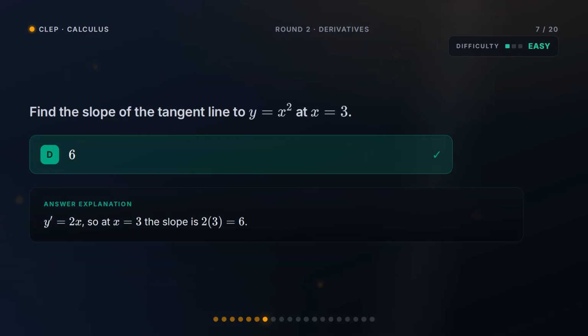The derivative of x squared is 2x. Evaluating at x equals 3 gives 2 times 3, which is 6.